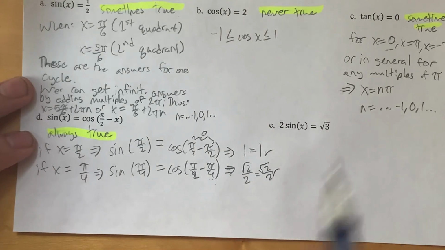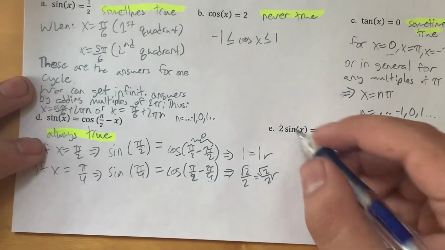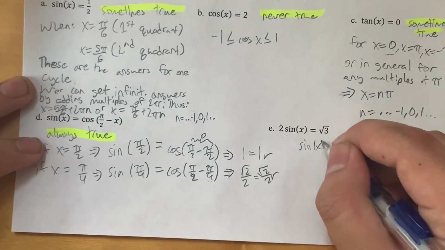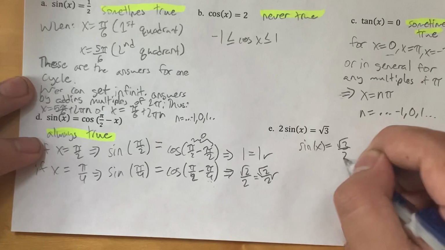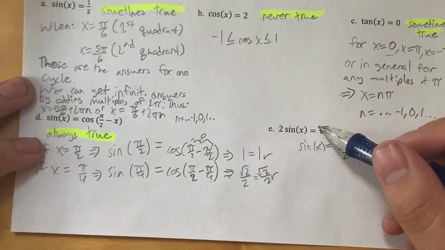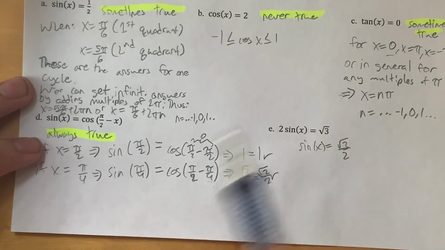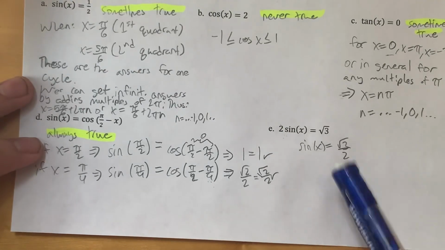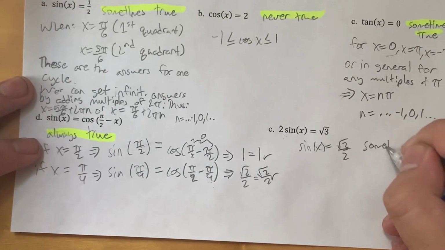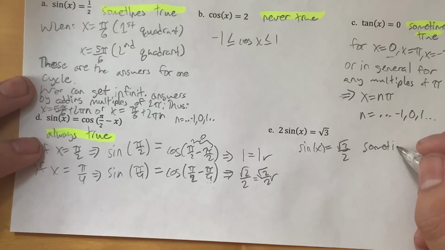All right. So I'm going to divide by 2 for e so I can get sine by itself. So I'm going to get sine of x equals square root 3 over 2. And you can do that because it's on the outside and not on the inside. So since this is what I got, I know that this is sometimes true, right? There's only so few x values that will give me root 3 over 2.